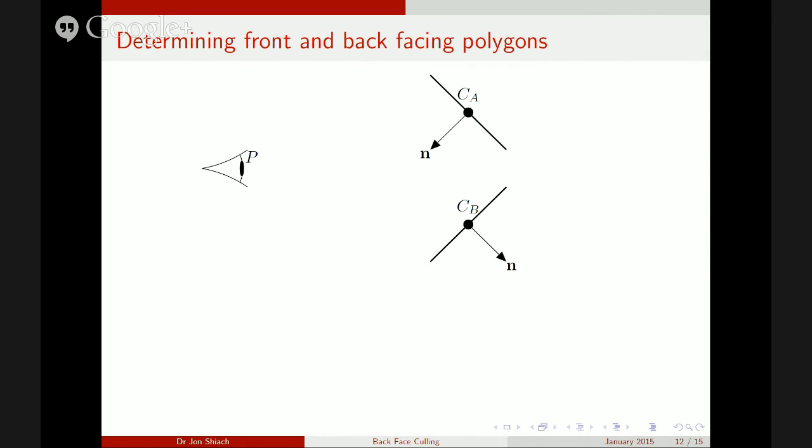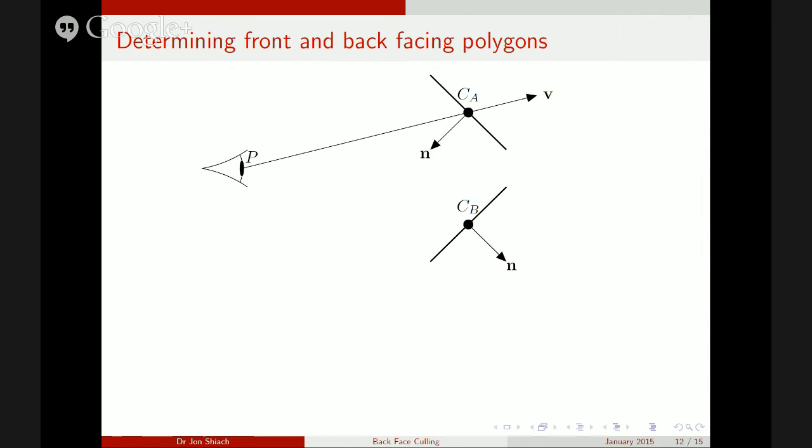Okay, so how do we know? We can easily see by visual inspection whether we're looking at the front of something or the back of something. Of course, as I keep mentioning, computers don't have eyes. Computers only understand numbers. So we're going to have to find a way in which to determine whether something's front or back facing. Okay, so here we've got those same 2 polygons. We know that the polygon A at the top is front facing, polygon B at the bottom is back facing. Okay, and I've put on their normal vectors and their centers.